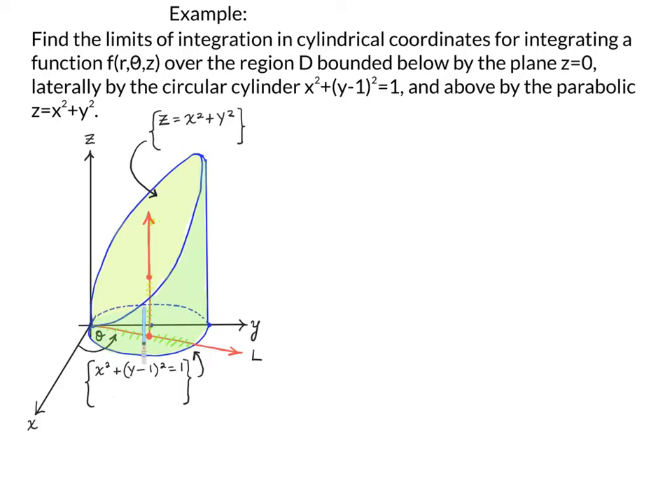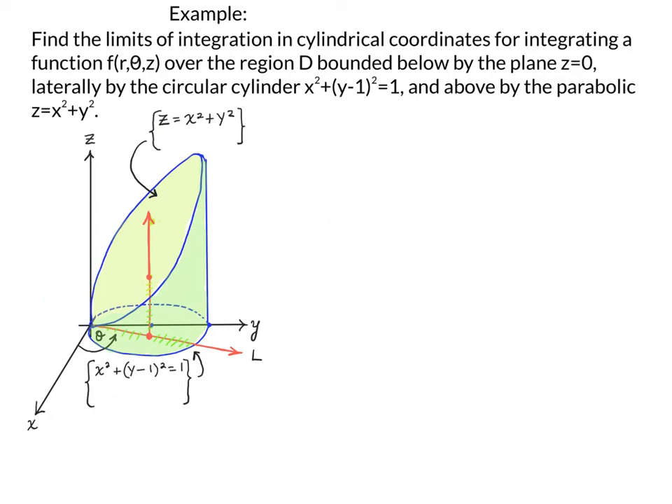And this circle just moves up, it continues, we end up with this cylinder. And bounded above by the parabolic equation, z is equal to x squared plus y squared, which is actually a circle with a radius of 0 at z equals 0 and a radius of 1 here. Let me draw this. Let me switch to green.